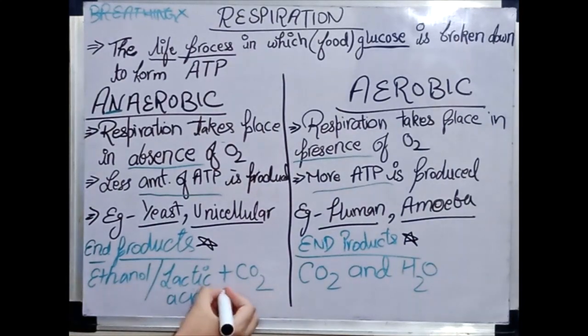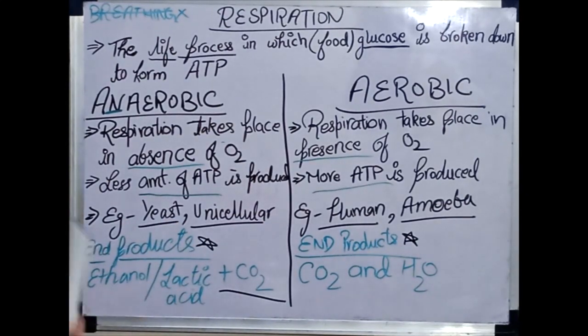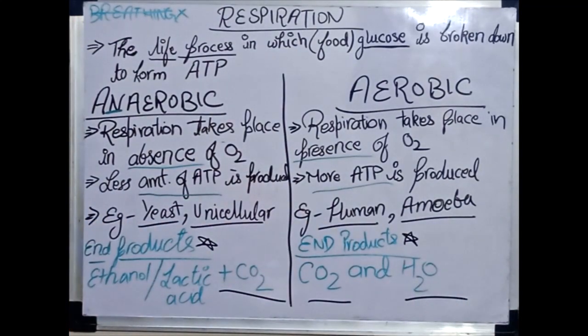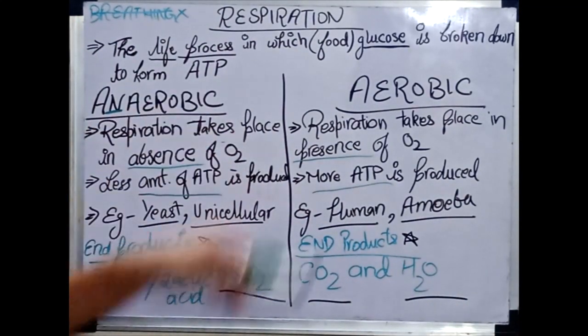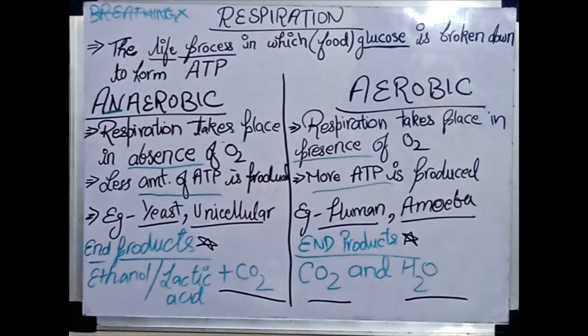CO2 is evergreen here. हमेशा CO2 तो है ही product side में. But यहाँ पे ethanol कभी हो सकता है, कभी lactic acid हो सकता है, and we'll take the examples and understand it. So please don't worry about it. But remember this thing, ethanol or lactic acid plus CO2 will be anaerobic. Aerobic, CO2 and H2O. Very simple. Aerobic में carbon dioxide और water. यही आपको products मिलने हैं.